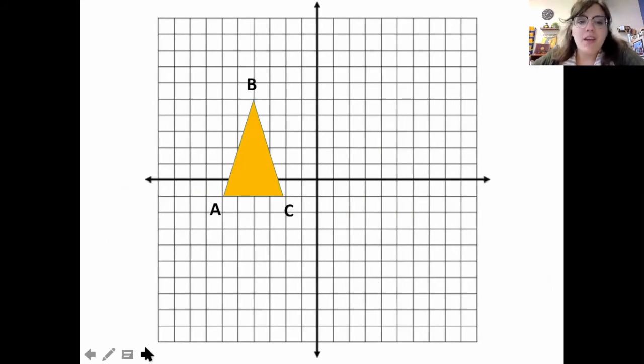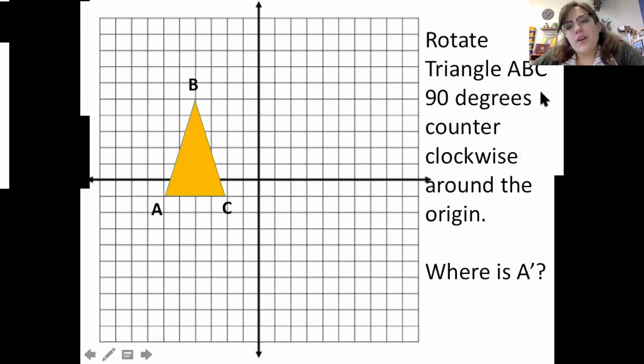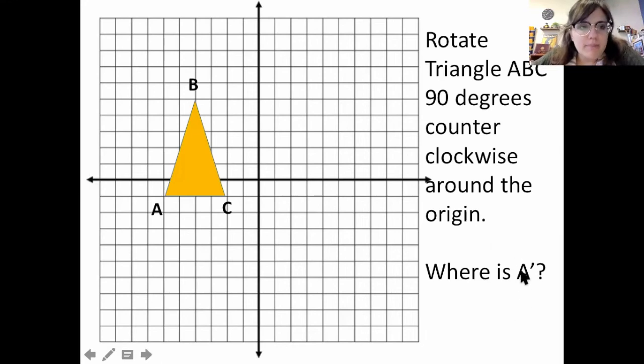Interesting. Here we go. Rotate triangle ABC 90 degrees counterclockwise around the origin. Where is A prime? So, rotating, oh, I found out how to change the color. But this one is not a compound transformation. This is just a transformation, a rotation. So 90 degrees counterclockwise. That is the opposite way of a clock. My reflection is mirrored, so I have to go clockwise to look counterclockwise to you.